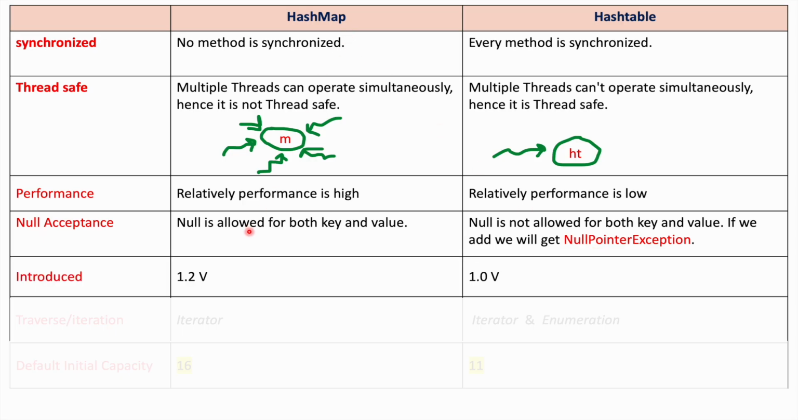HashMap was introduced in version 1.2, and Hashtable was introduced in version 1.0. So Hashtable is a kind of legacy class.